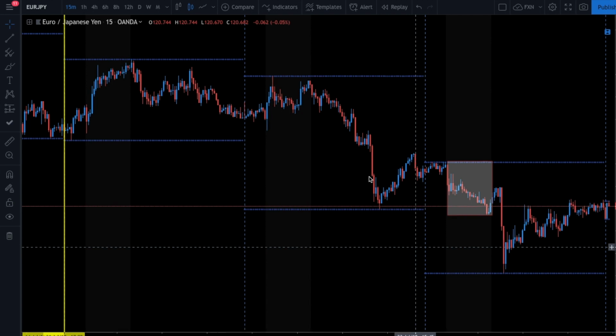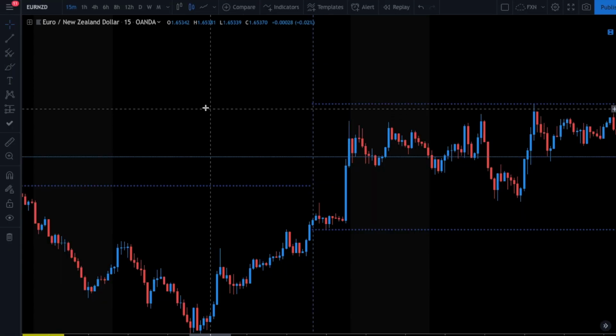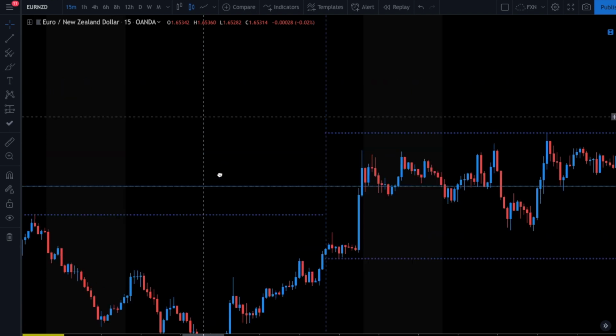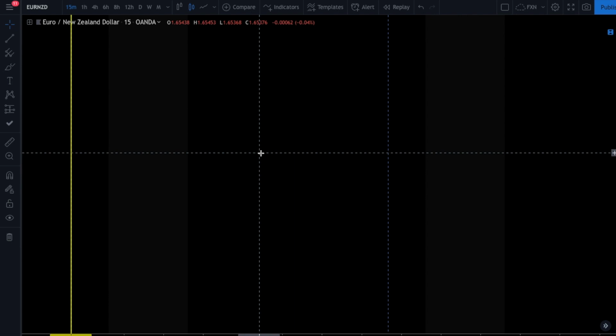And let's talk about the daily high and the daily low. Alright guys, so welcome back. Let's go ahead and get started. First, let's break down what we mean when we talk about the daily high and the daily low.